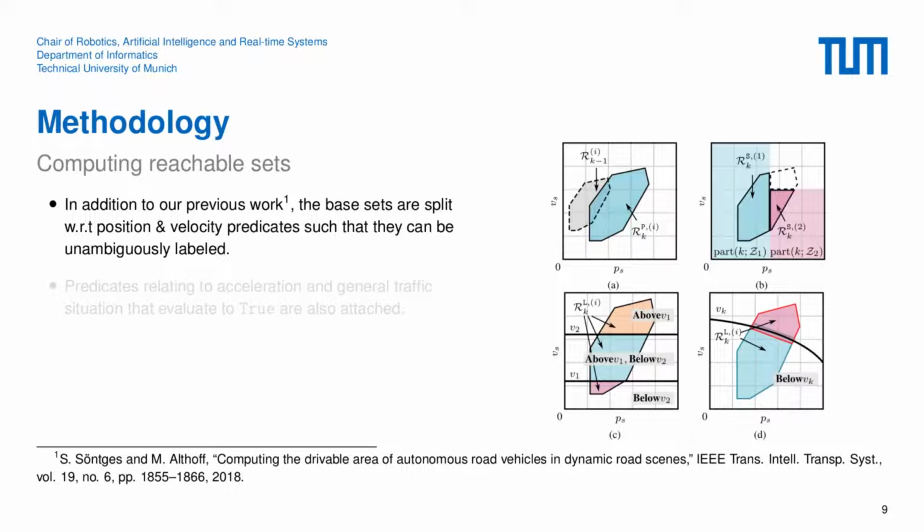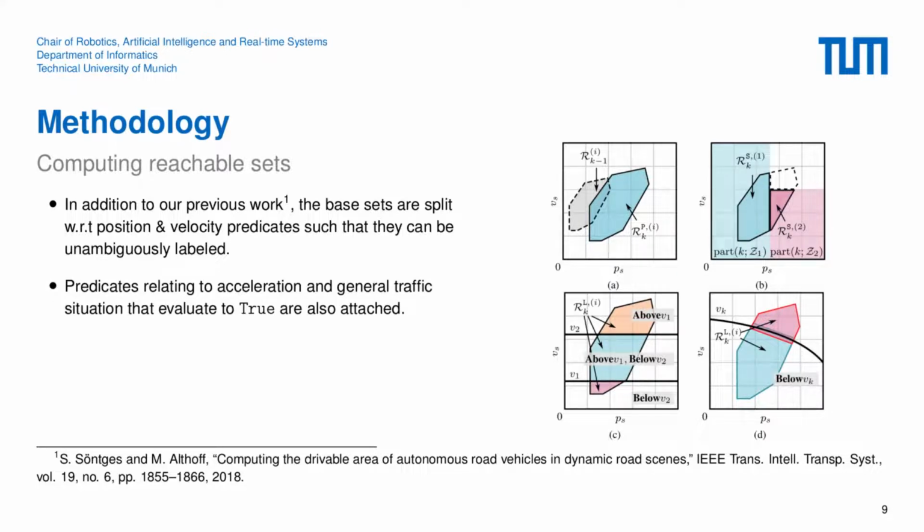In subfigure C, the polytope is split into three new polytopes with respect to two velocity predicates v1 and v2. In reality, these predicates may be introduced by minimum and maximum split limits. In the last figure, the polytope is split by the safe distance profile with respect to a leading vehicle. Notably, due to the non-linearity of the curve, we slightly over-approximate the split results to restore the convexity of the polytopes.